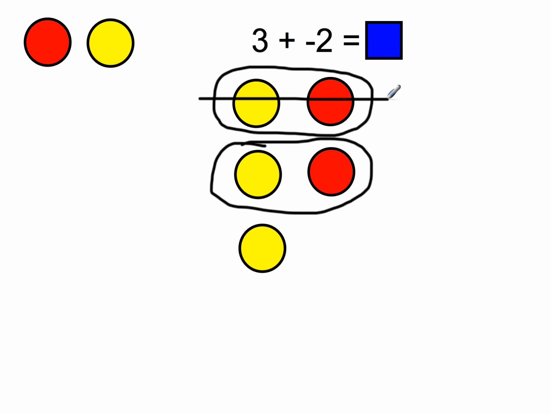So these are gone now because they've canceled each other, and these are gone now because they've canceled each other. That leaves us with just one yellow counter, or positive 1. So therefore, 3 plus negative 2 is equal to positive 1.